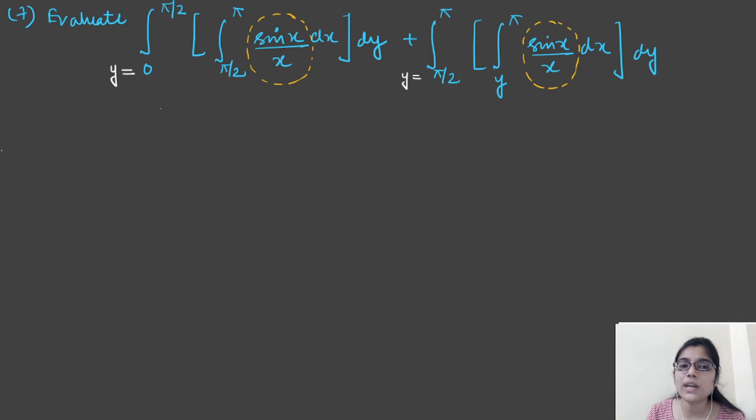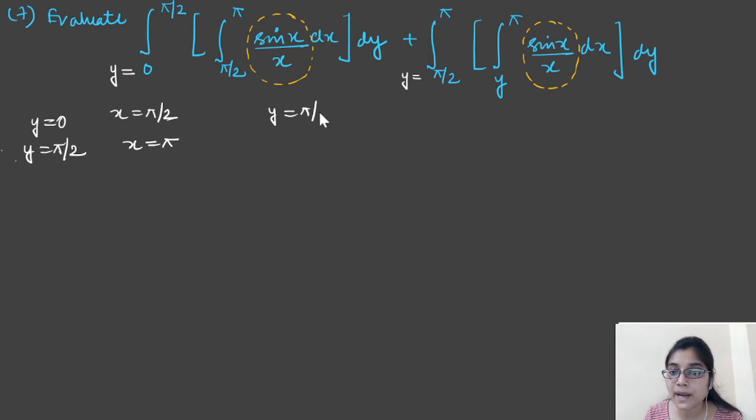In any question, you just draw the region and then automatically you will understand what is happening in the question. So just write down the limits. y equals 0 to y equals pi by 2. Here you have x equals pi by 2 and x equals pi. Then y equals pi by 2, y equals pi. Then x equals y and x equals pi. We will draw them and one by one we will see how this is taking place.